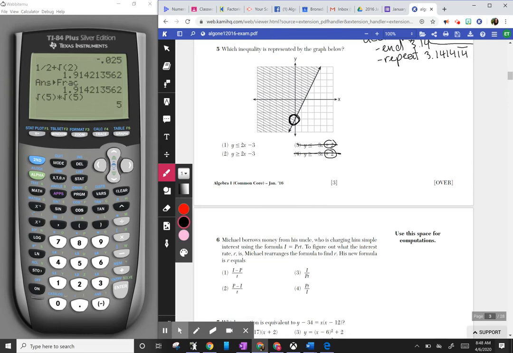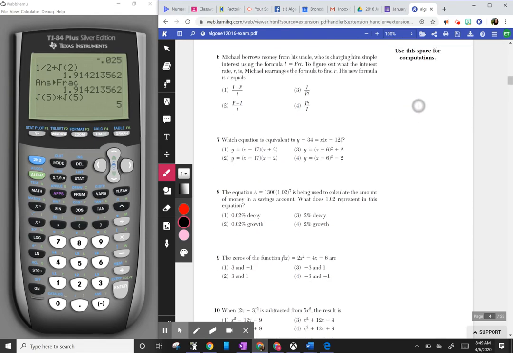And the difference between 1 and 2 that we see are these symbols. We got less than and we got greater than. So whenever you have less than or equal to or less than, you shade down. And whenever you have greater than or equal to or greater than, you shade up. So looking at this line, we can see that this was shaded above the line, making it need to be greater than, and our answer choice 2.